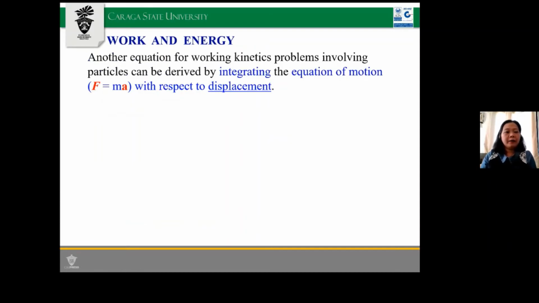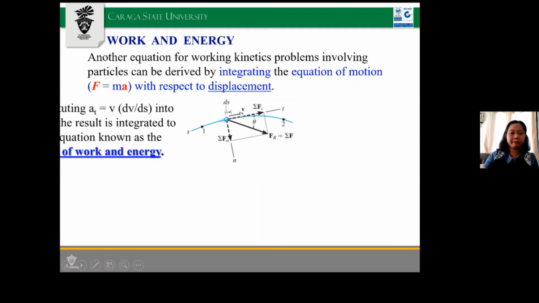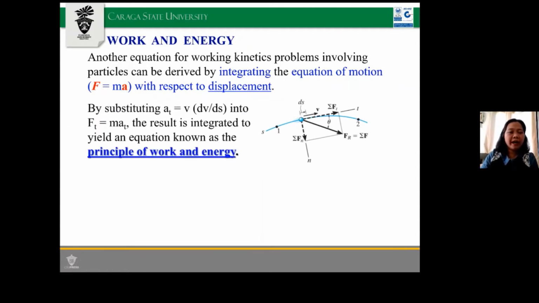So, work and energy. Do you remember the formula of force? F is equal to ma. It is important that you remember this formula because it will be used in our topic today. Another equation for solving kinetics problems involving particles can be derived by integrating the equation F equals ma with respect to displacement. So, acceleration with respect to displacement becomes a_t equals v dv/ds, substituted into F equals ma.